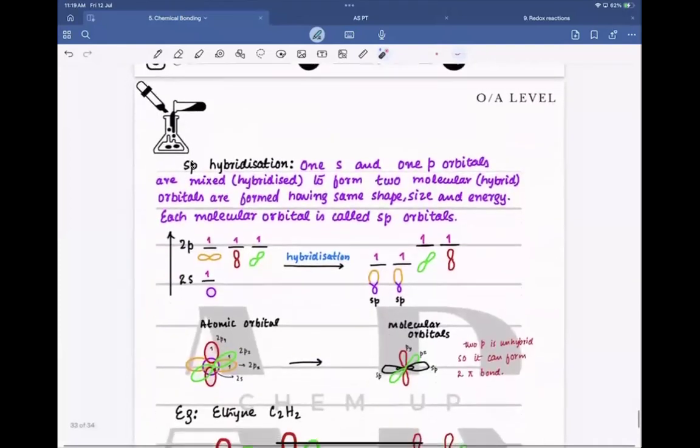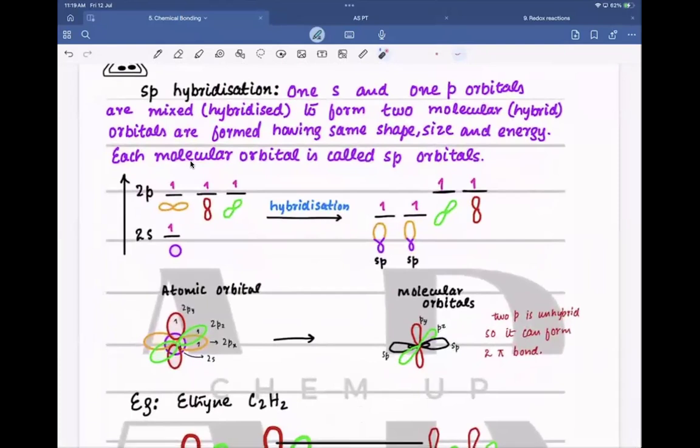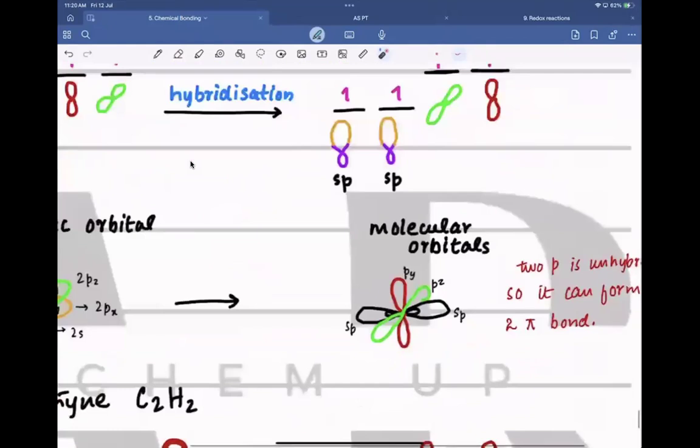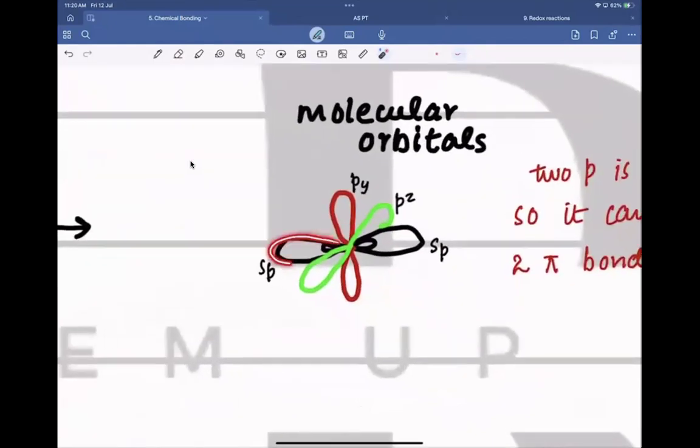And here we have sp hybridization, when one s and one p orbital mix. So the two p orbitals are left unhybridized, and due to this, they will form two pi bonds. So see, the shape would be like this. This black is one sp orbital, and this black is another sp orbital. This whole is one p orbital, and this is the whole other p orbital. But one is at the top and bottom, and one is at the front and the back, right?